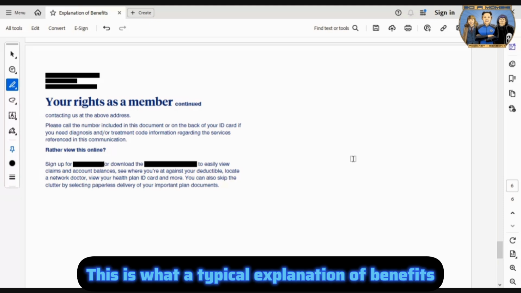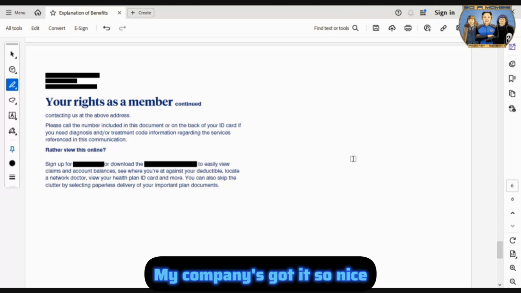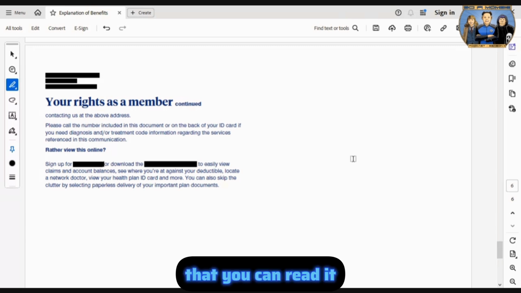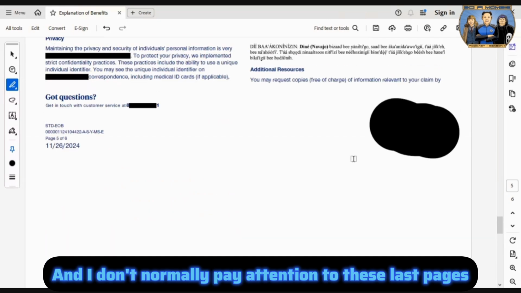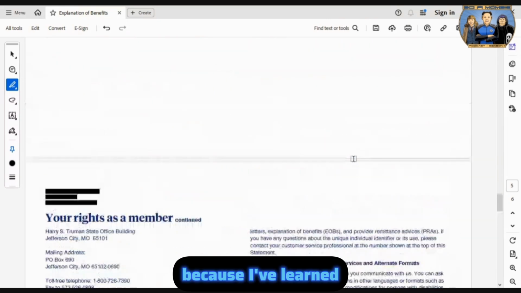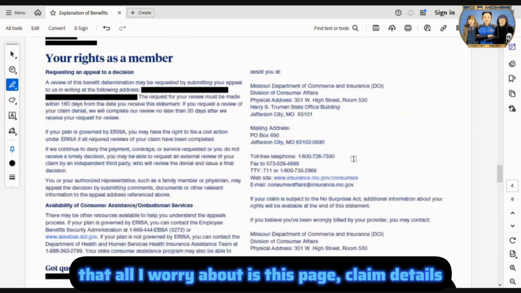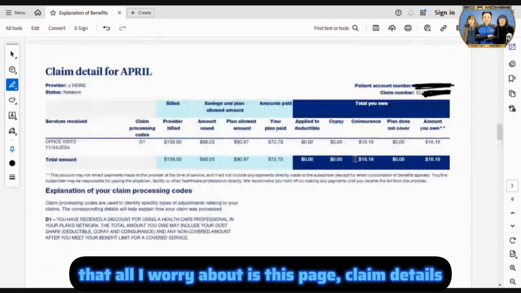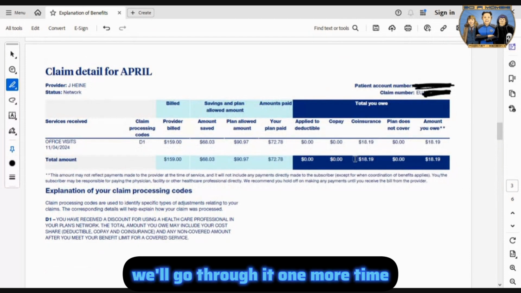This is what a typical explanation of benefits will look like. My company's got it so nice and user-friendly and down pat that you can read it. I don't normally pay attention to these last pages because I've learned how to read EOBs for so long that all I worry about is this page, claim details. So we'll go through it one more time.